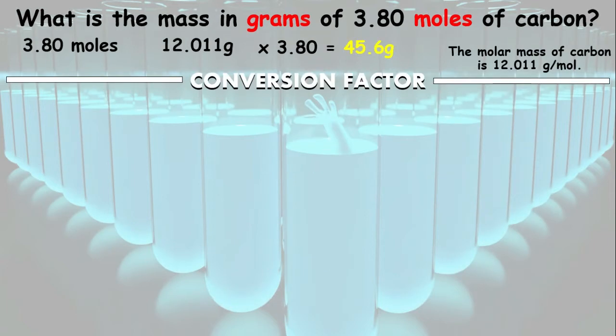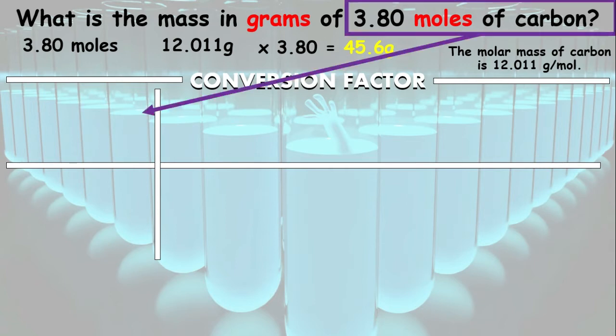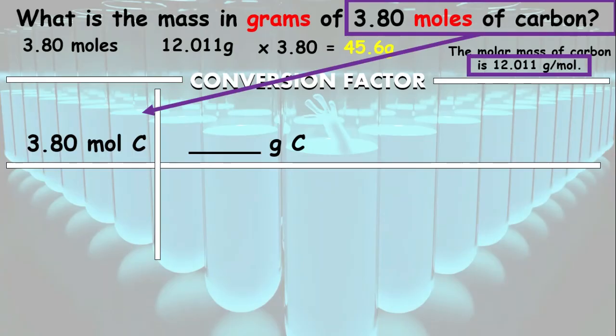The first step in using conversion factor is to make a T table, or sometimes it's a sword. So in this sword, you have to put the given, in this case 3.80 moles of carbon, to the upper left of the table. And then, since we're looking for the mass in grams, we have to put this to the upper right of the table. A conversion factor has a top and a bottom.